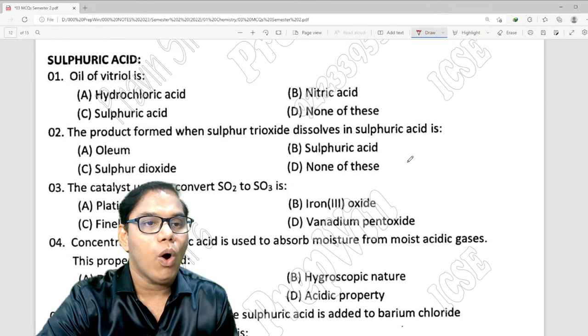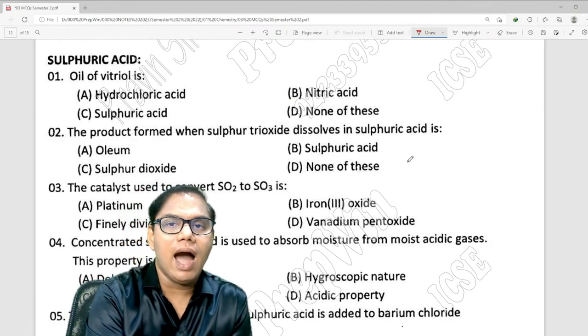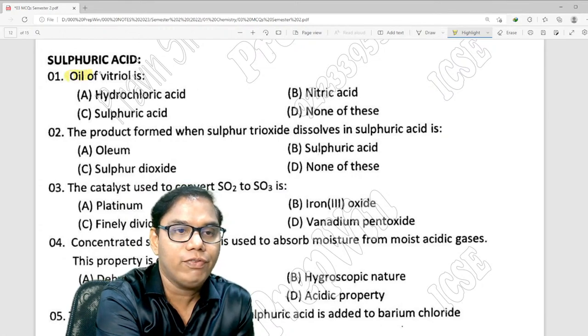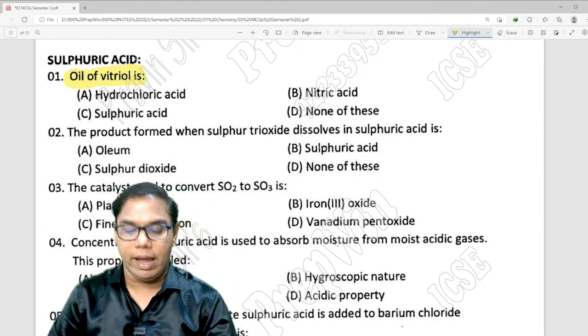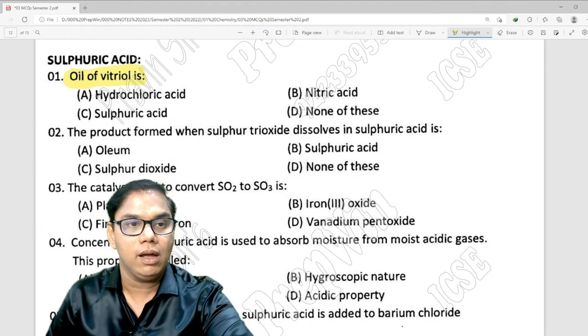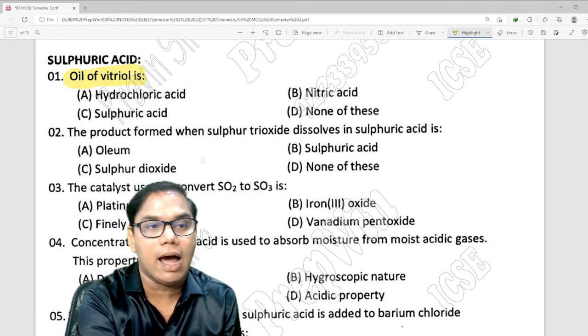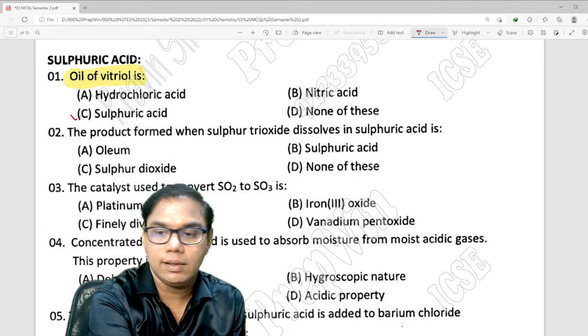Sulfuric acid. Oil of vitriol. Again, very important. I don't know why. But I have a feeling ki ye kal aane wala hai. Why did I feel so? Kyunki I have seen this question in many schools pre-board examination. Oil of vitriol is a name given to what? Okay, so chapter ka naam is sulfuric acid. So answer is sulfuric acid.